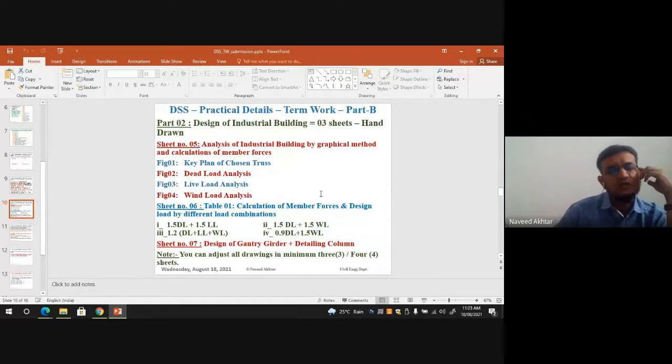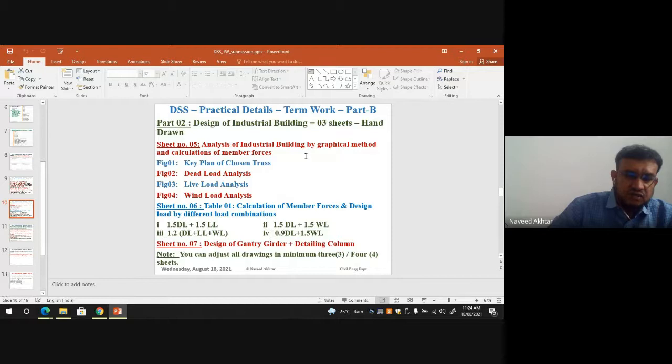So this part two we are going to start today: design of industrial building. In design of industrial building, you have to make three hand-drawn sheets, 5, 6, and 7. In that, you have to analyze the industrial building. You have to select the size and functional planning of the industrial building. Then you have to go for the analysis of the loads on the roof of the industrial building, then any forces coming on the structural members.